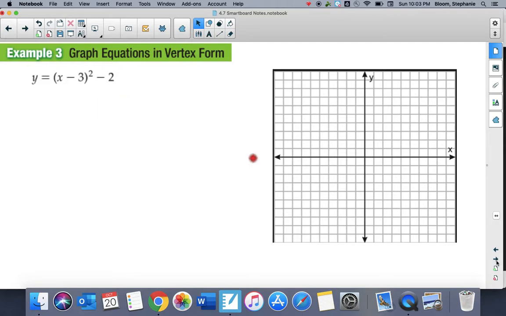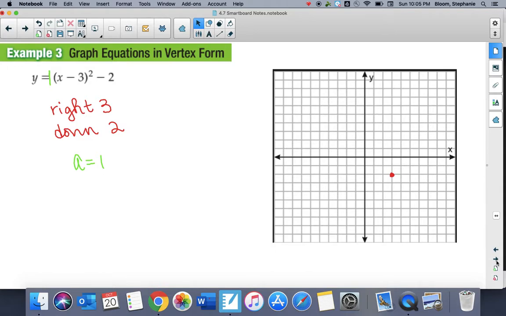And so what I want us to do is just write down the translations that we know are here. So the translations are, I know that from the parent function, we're going to go right 3. We're going to go down 2. We're going to go right 3 and down 2. And then in this case, I'm just going to write this to help us. My a is 1. Okay, so right here in front is just a 1. So I know I'm going to open up. And so let's just look and see what this looks like. So I'm going to go to the right 3 and down 2. And that's going to be my vertex.